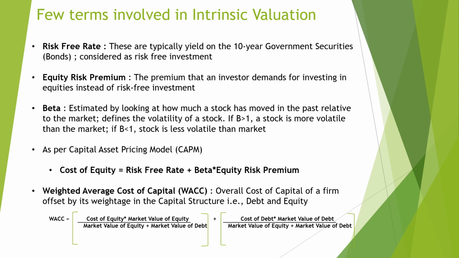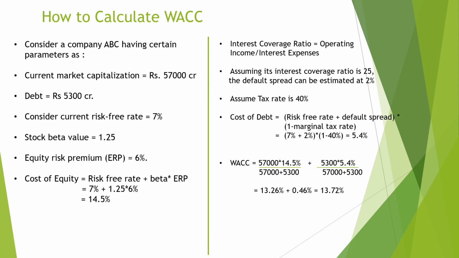And hence weighted average cost of capital is basically the overall cost of capital of a firm, which is offset by its weightage in the capital structure, that is debt and equity. So how do we calculate WACC? We'll talk about how to calculate WACC in the next slide. The formula is that you offset each of the cost of equity and cost of debt with the respective contribution to the entire capital structure. So let's take a look at how we determine the WACC of a company.